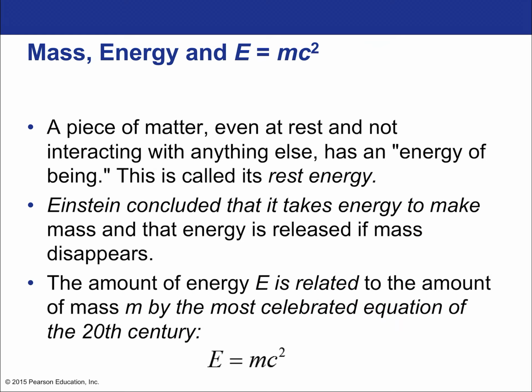And he realized then that mass and energy must be themselves interchangeable, and thus things that have mass are truly just a form of congealed energy, okay? So Einstein concluded that it takes energy to make mass, and then energy is released if mass disappears.